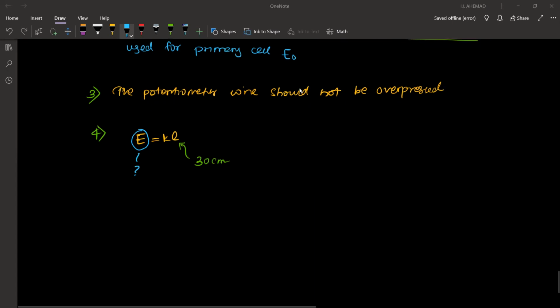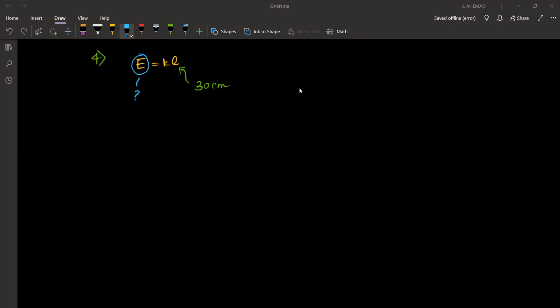Okay, so we know the balance length as 30 centimeter. Now, if I ask you, what is the value of E, can you find it without knowing what K is? Is it possible? It is not possible, right? Obviously, it is not possible.